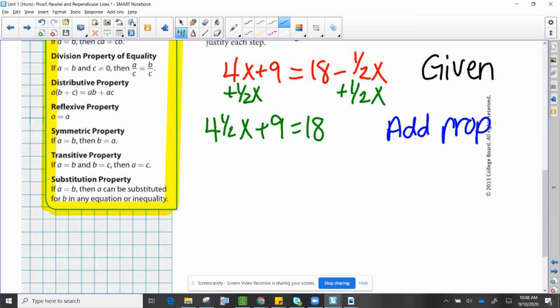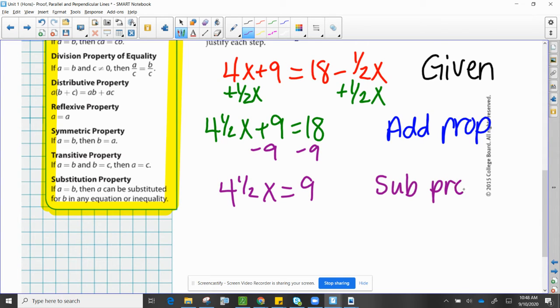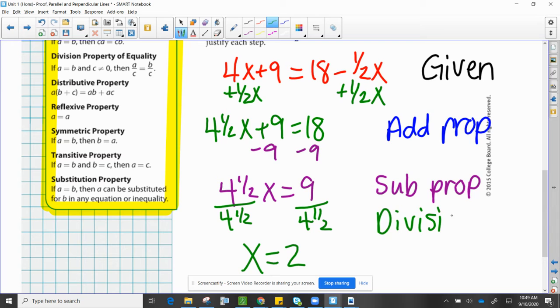So then if I continue to solve this, what would I do next? I probably would move this constant over and subtract 9. So we get 4.5 x is equal to 9, because 18 minus 9 is 9. Now, why was I able to do that? Because we have a subtraction property of equality that allows us to, if we subtract something from one side, we can subtract from the other. Okay? And lastly, to get x by itself, I would just have to divide out this 4.5. Okay? And if you did your work, you would get that final answer that x equals 2. And again, why was I able to divide on both sides? Because we have a division property of equality.